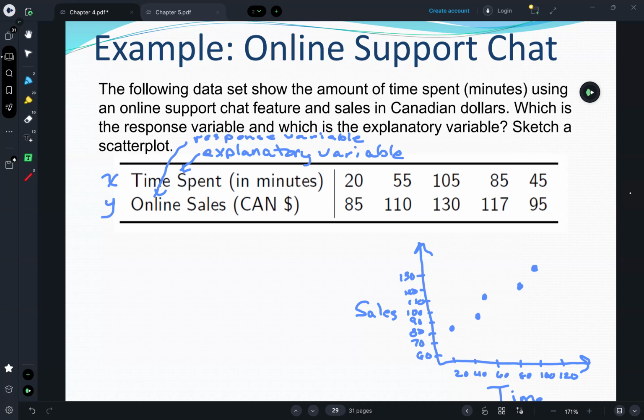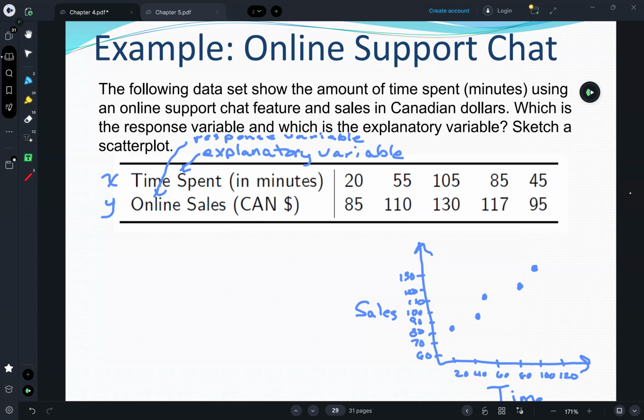And would we say positive or negative? Yeah, positive. Right, positive. So as the time increases, the sales also increase, right? Positive. So it's a positive, and we will know for sure by actually calculating the value R, the correlation R, which we're going to do.